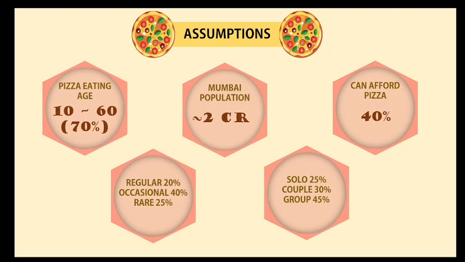Next is segmenting based on consumption. So I'm assuming a regular eater might consume pizza once a week and that represents around 20% of the population. An occasional eater might consume once in every 2 weeks and that represents 40%, and rare eaters might consume once in every 4 weeks, which represents 25% of total population. The rest are non-eaters. Also based on occasions, solo eaters represent 25%, couple eaters are 30% and group eaters are around 45%.